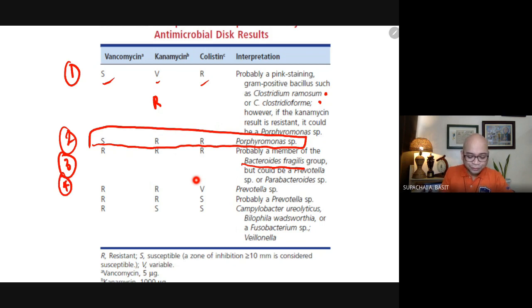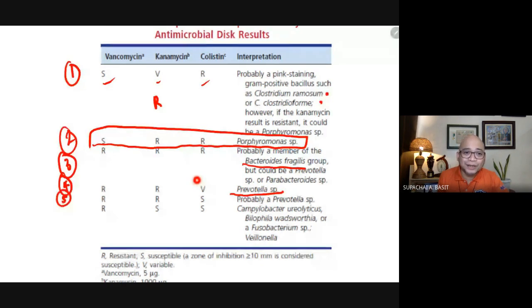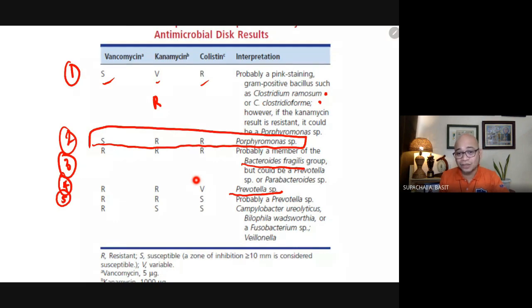Test result number 4 means that you are resistant to both vancomycin and kanamycin, but you have a variable result with colistin. So it means that you are dealing with Prevotella. Result number 5 means that you are resistant to both vancomycin and kanamycin, but you are susceptible to colistin. So it means that most probably you are dealing with Prevotella.